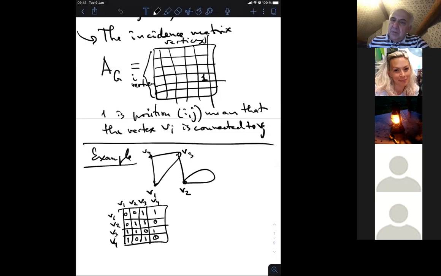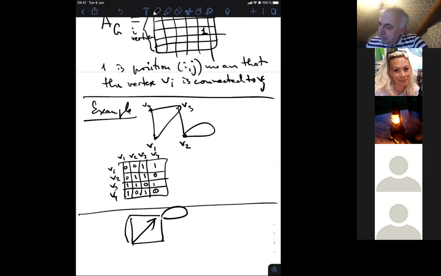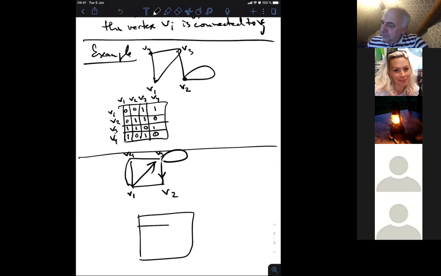Okay, so if we had multiple edges, say if I want to do a slightly different example, say we have a directed graph with multiple edges, something like this. Again, let us take V1, V2, V3, V4, just for simplicity. Those edges which are not directed, meaning that they are directed both ways, we can always think of like this. So V1 has no loops, 0 here.